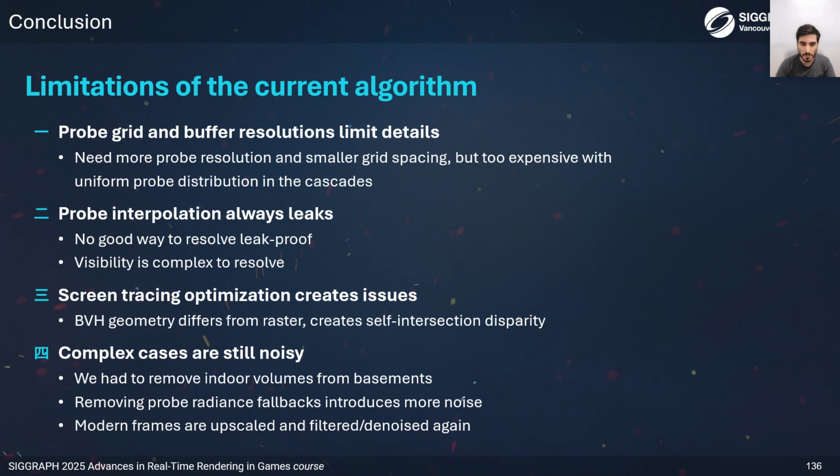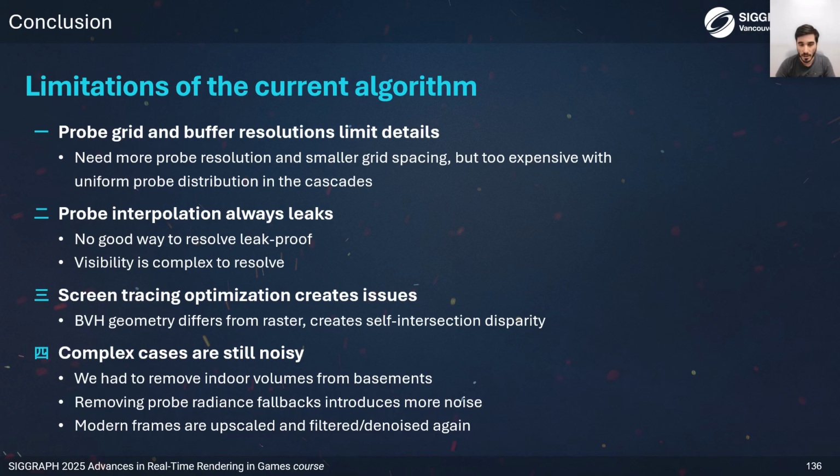Talking about the algorithm itself, we do see the limitations of probe grid and buffer resolution on the detail side. We do see that adding more resolution and having more probes or smaller spacing could help, but these are expensive and do not really scale well with uniform probe distribution within the cascades. Next, probe interpolation always leaks, and we believe there is no good way to resolve leaks with the current solution, as visibility is too complex to resolve with our current variance shadow maps.